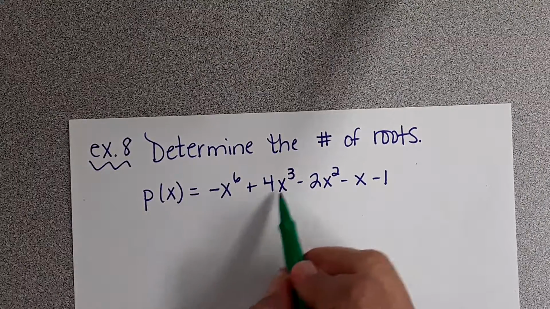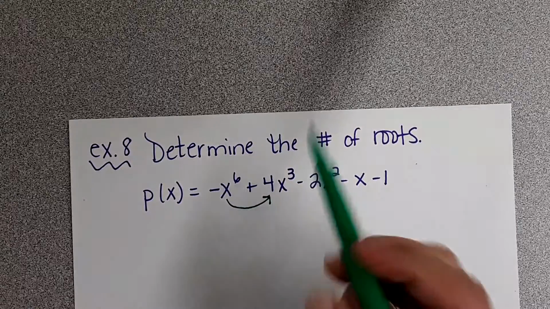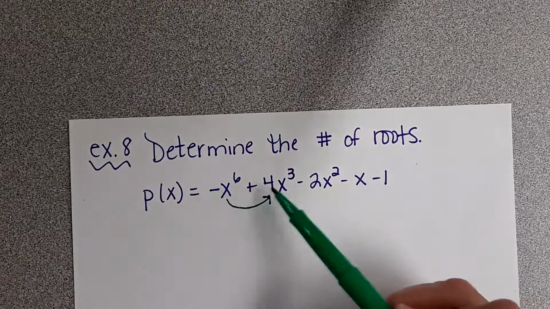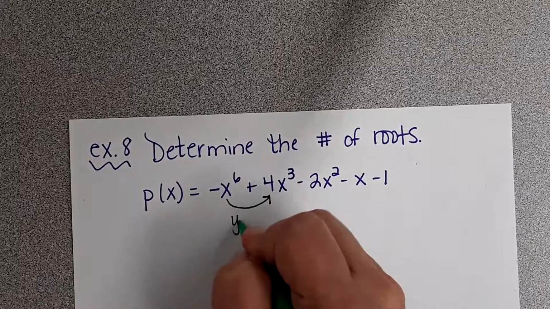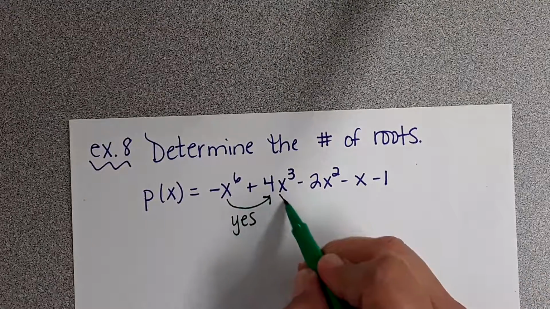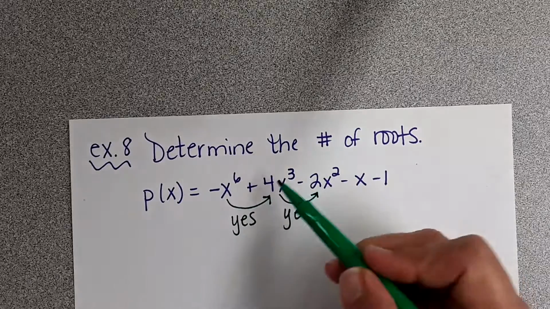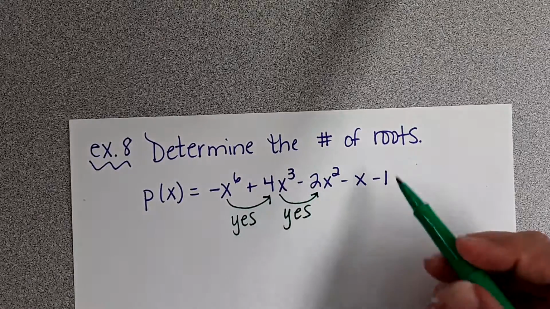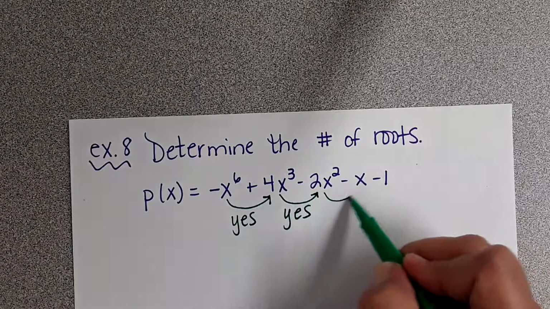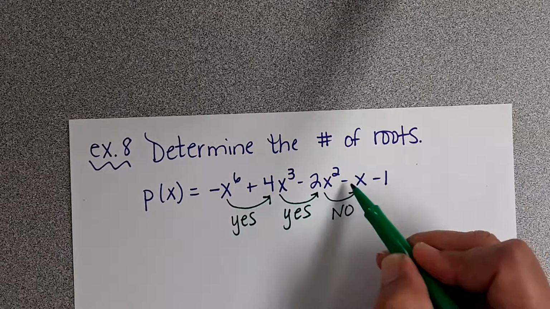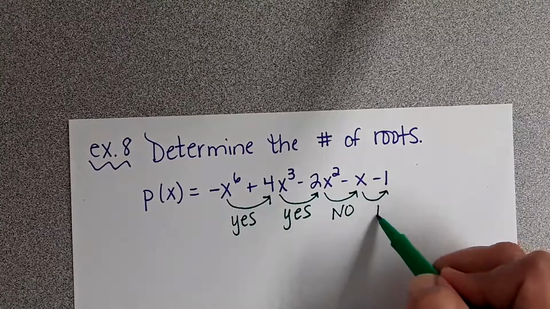So from here to here, is that a change? This is positive, is this negative? Yes, it is, so we're going to write yes. From here to here, is this a sign change? Yes, because we went from a positive to a negative. Negative to a negative, this is a no. Negative to a negative, this is a no.